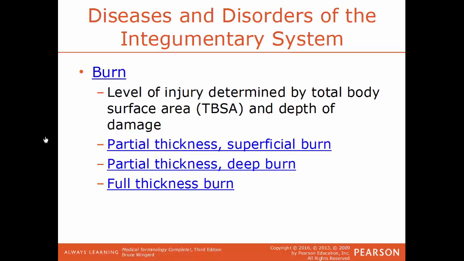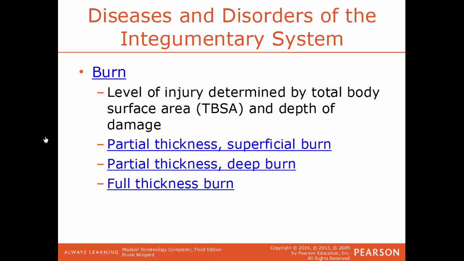And the terms that you see here, partial thickness superficial burn, partial thickness deep burn, and full thickness burn, are more commonly known as first degree, second degree, third degree. So a partial thickness or superficial burn will be a first degree burn. And I think it's easier to remember it that way because a first degree burn only impacts the epidermis layer of the skin. It only impacts one layer, so it's a first degree burn.